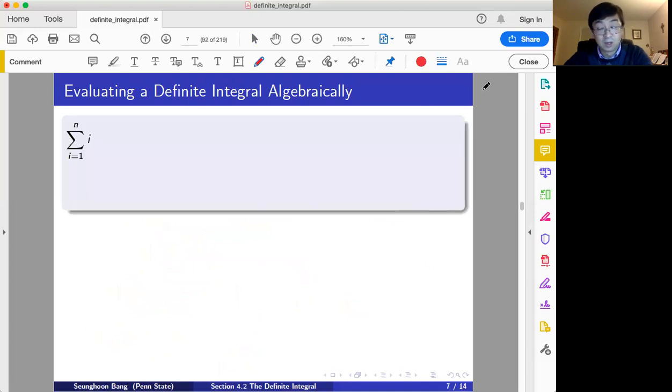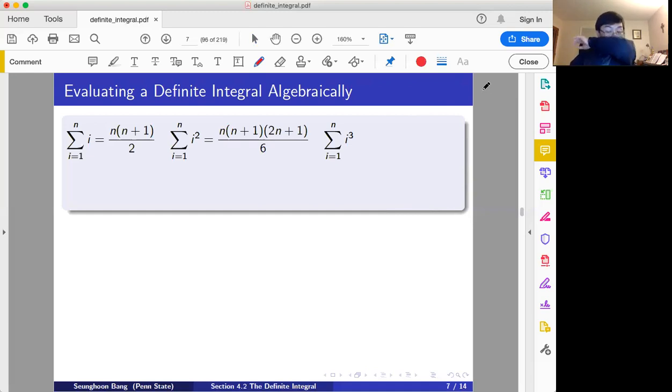The next one, evaluating a definite integral algebraically. How can you find it? We can use these rules. The summation from i equals 1 to n of i is n times n plus 1 over 2. The summation of i squared is n times n plus 1 times 2n plus 1 over 6. The summation of i cubed is n times n plus 1 over 2, squared. These are the exact formulas.